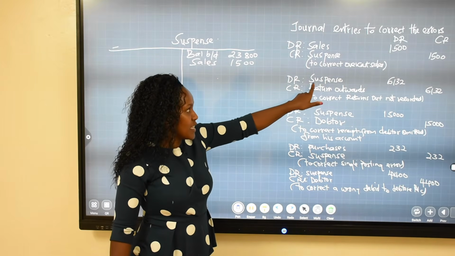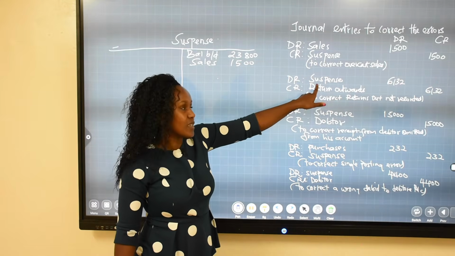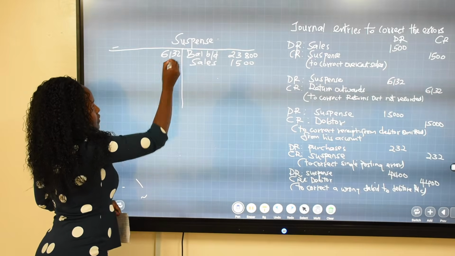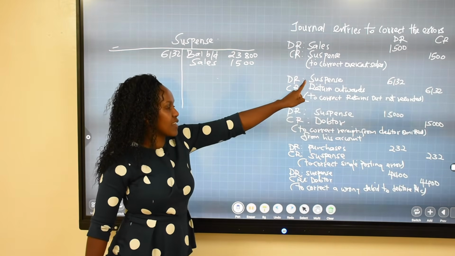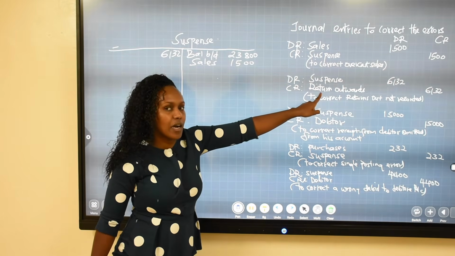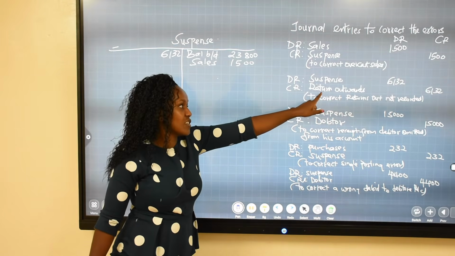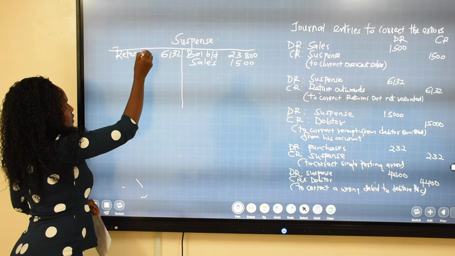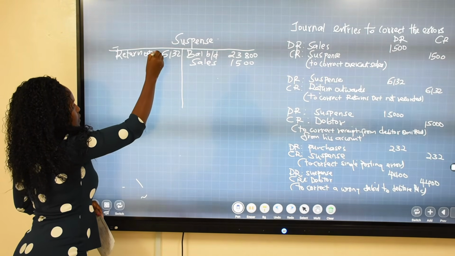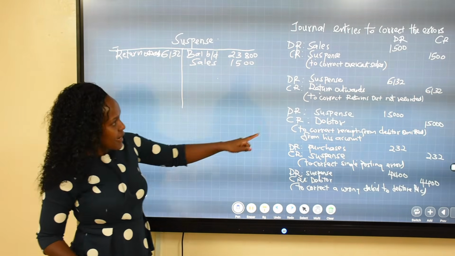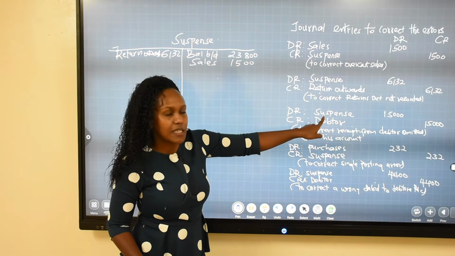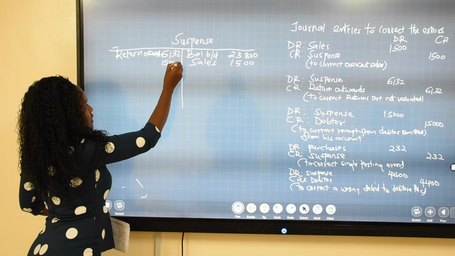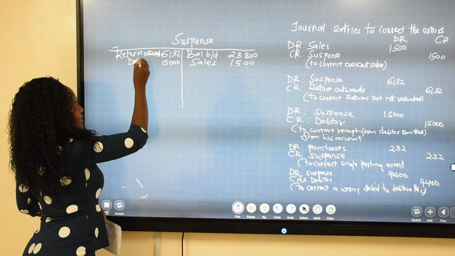In the second one, you have said here you are going to debit the suspense. Do exactly that. Come here and debit the suspense. That is a debit to the suspense, and we are saying the description is going to be the other account where it is coming from, which is return outwards. So the description here is going to be return outwards. Then again here we have said we are going to debit suspense with 15,000. We are going to debit suspense, but this time it's coming from debtors account.